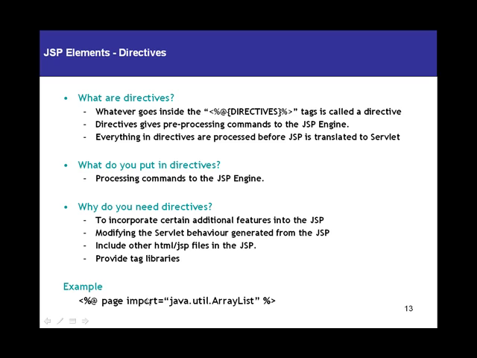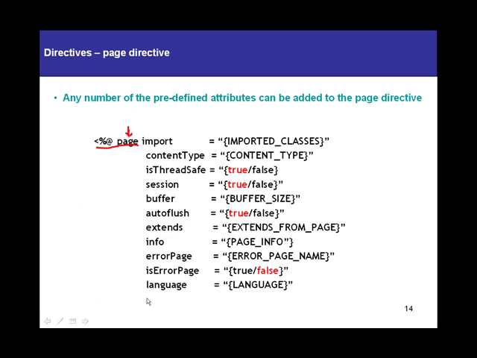When it is converted to a servlet, if there is no import, it's probably going to throw an error, right? Because I'm using the ArrayList class, but I've not imported that class. So how do you import in the JSP? You import using the page directive, right? So this is how you do it. You say import java.util.ArrayList, right? Next attribute is the content type.